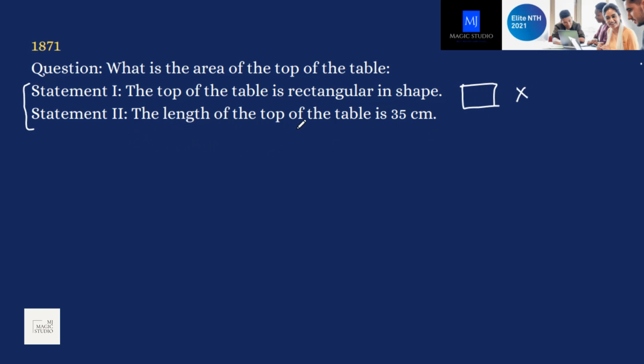Statement 2 says the length of the top of the table is 35 centimeter. Only with statement 2 we can't find the area. Even if we combine these two, we know that it is rectangular and the length is 35, but we don't know the width. That means we won't be able to find the area, and hence we mark that none of the statements are sufficient to answer this question.